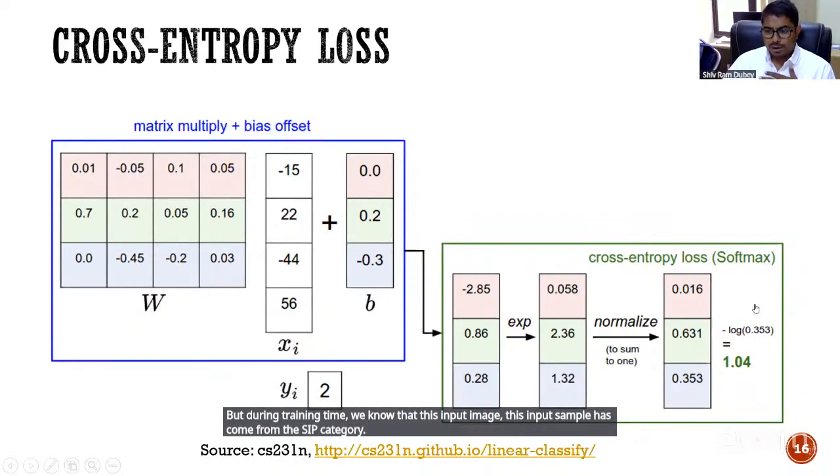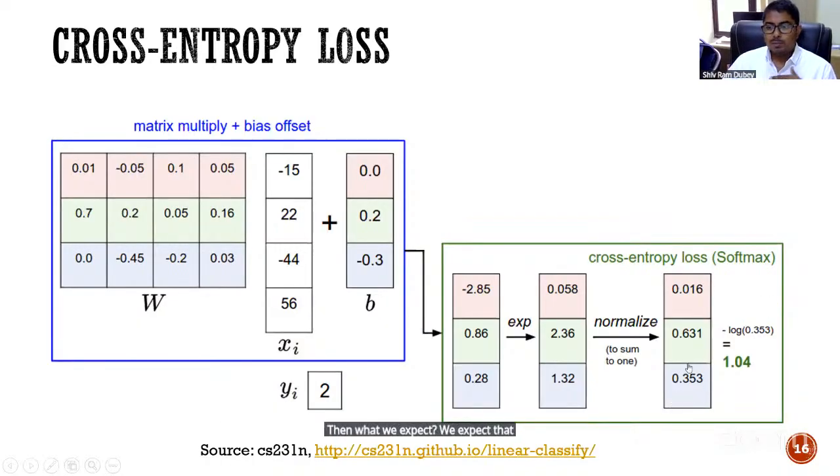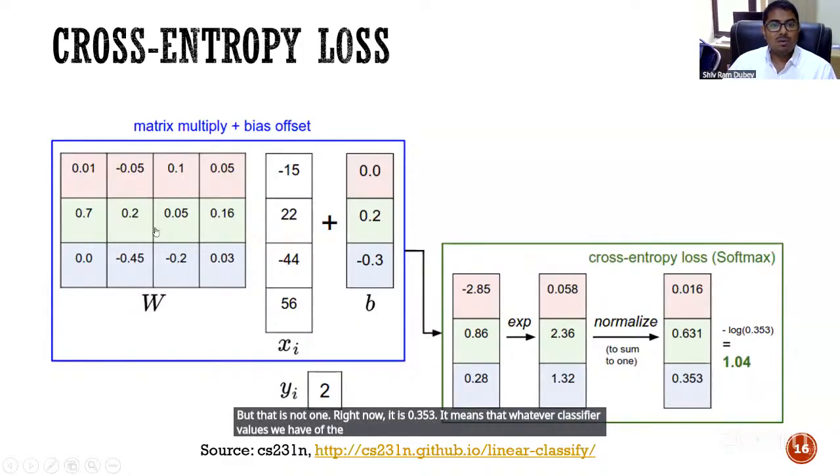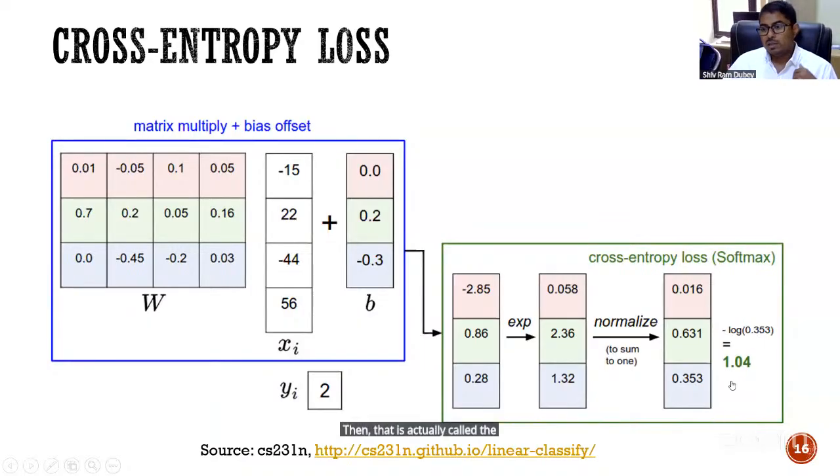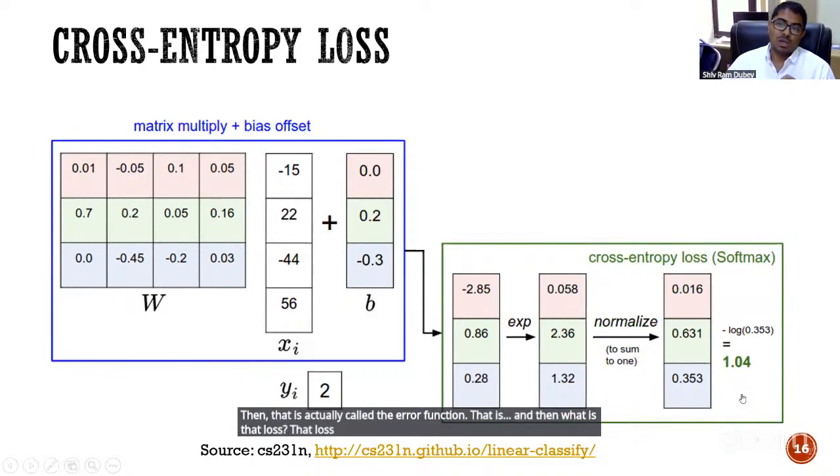Then what do we expect? We expect that the probability for classification into the SIP category should be 1. But that is not 1. Right now it is 0.353. It means that whatever classifier values we have of the W, those values are not correct. Then we need to find out the loss, which is actually called the error function. And that loss is computed using cross entropy.